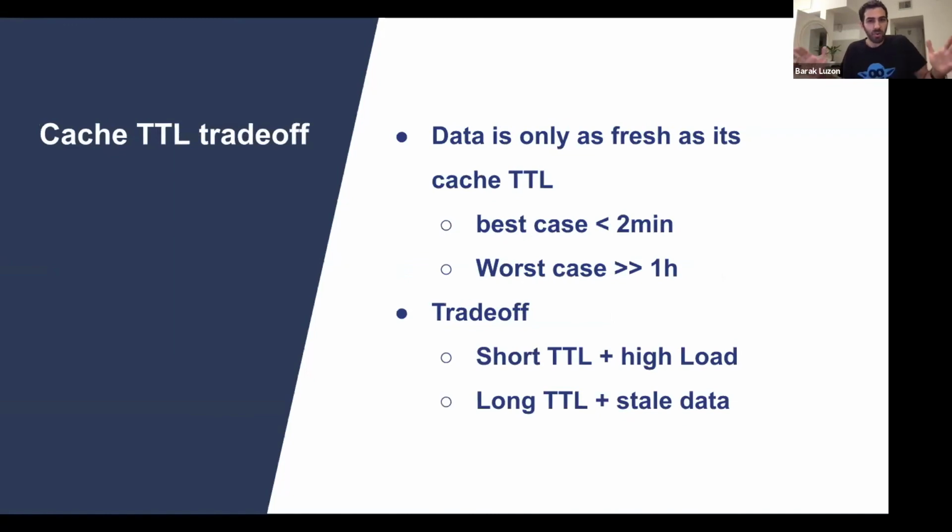So caches are right in the middle of it, right? Because they're just standing there and they're actually in that trade-off. So the data is only as fresh as the cache TTL, which in our best case is roughly a little bit under 2 minutes, but in our worst case could be an hour.